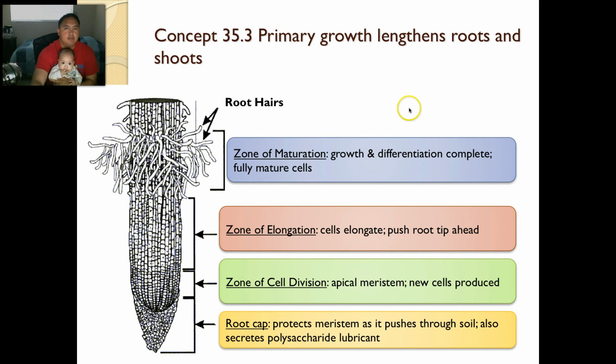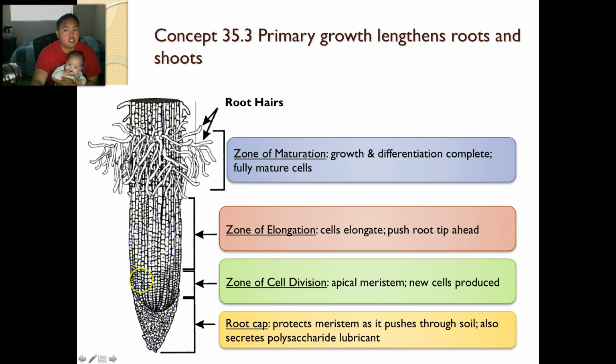Another concept from the AP exam that they will test you on is that primary growth lengthens roots and shoots. So here's the roots, and when they grow, there are different zones that you need to know. The first zone of the root, where here are the root hairs, is called the zone of maturation. Here, they're fully mature. The root is already grown. It's already finished. The zone of elongation is the part that pushes the root tip ahead and makes the cells elongate. Zone of cell division, this is the apical meristem.